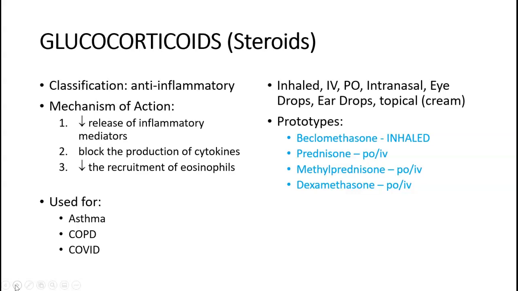So our prototypes are beclomethasone, which is an inhaled steroid, and we'll talk about that. And then you have three other steroids that you're going to learn about: prednisone, methylprednisolone, and dexamethasone. Here's the beautiful thing about those three. If you know one, you know all three. The only difference between these three is whether they're short-acting, intermediate-acting, or long-acting, and then each of these are different strengths, so we'll talk about that too.